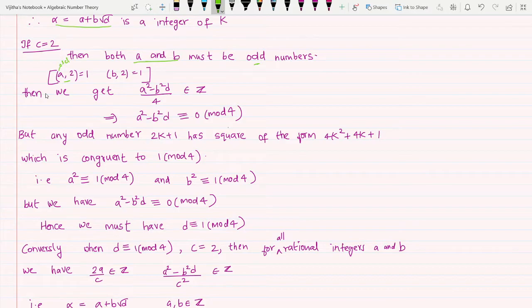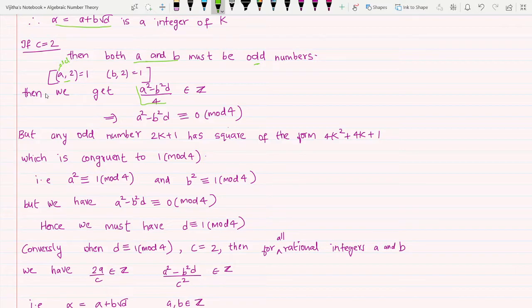Now we have that A square minus B square D. From equation 1, when we put C equals 2, A square minus B square D by 4 should be an element of Z. This implies that A square minus B square D should be a multiple of 4, that is, it is congruent to 0 mod 4.